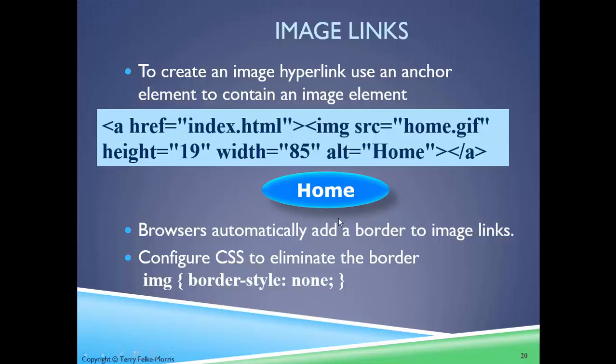So if I wanted to have something along the lines of this, where I want to be able to click here, and when I click it, it goes back to the home page. The image, home.gif, is this. The height is 19. The width is 85. The alt means just go home page. Notice that by default, browsers will automatically add a border to this. So if you want to remove that, you say image border style none, which gets rid of it.